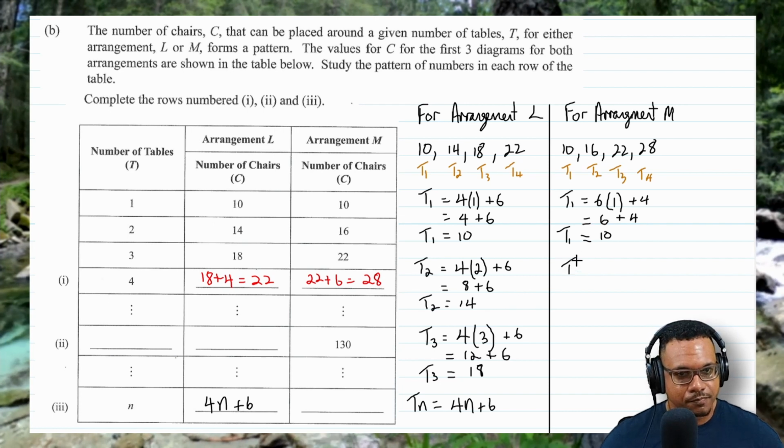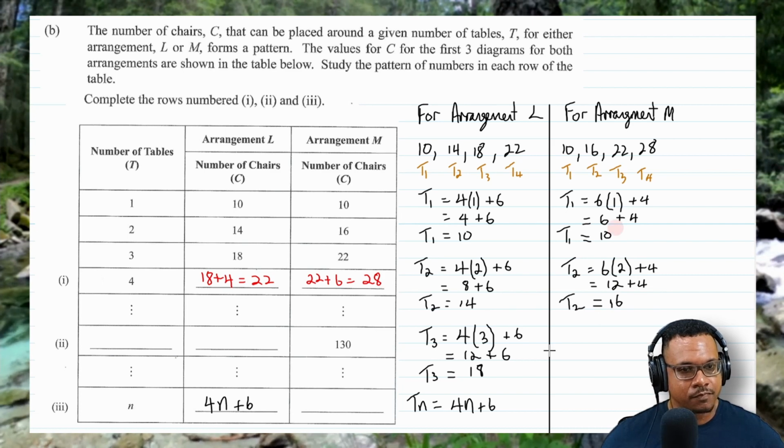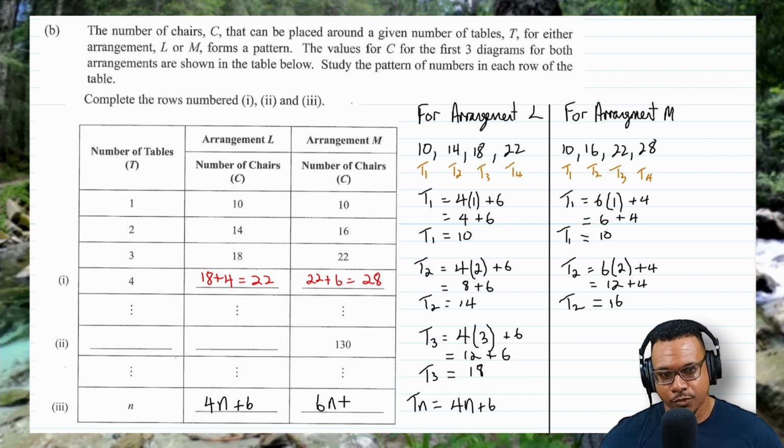Let's check it for the second term. So I'll have 6 times the number of tables, which is 2. 6 2s are 12. What must I do to 12 to get 16? Add 4. So you can see 12 plus 4 is 16, and that's your second term. By now you should be getting the hang of it. So you can see for your third term, which is 22, the number of tables is 3. So 6 times 3 is 18. And if you add 4 to 18, you would get 22. So the pattern would be when the number of tables is n for arrangement M, would be 6 times the number of tables, which would be n, and you have to add 4.